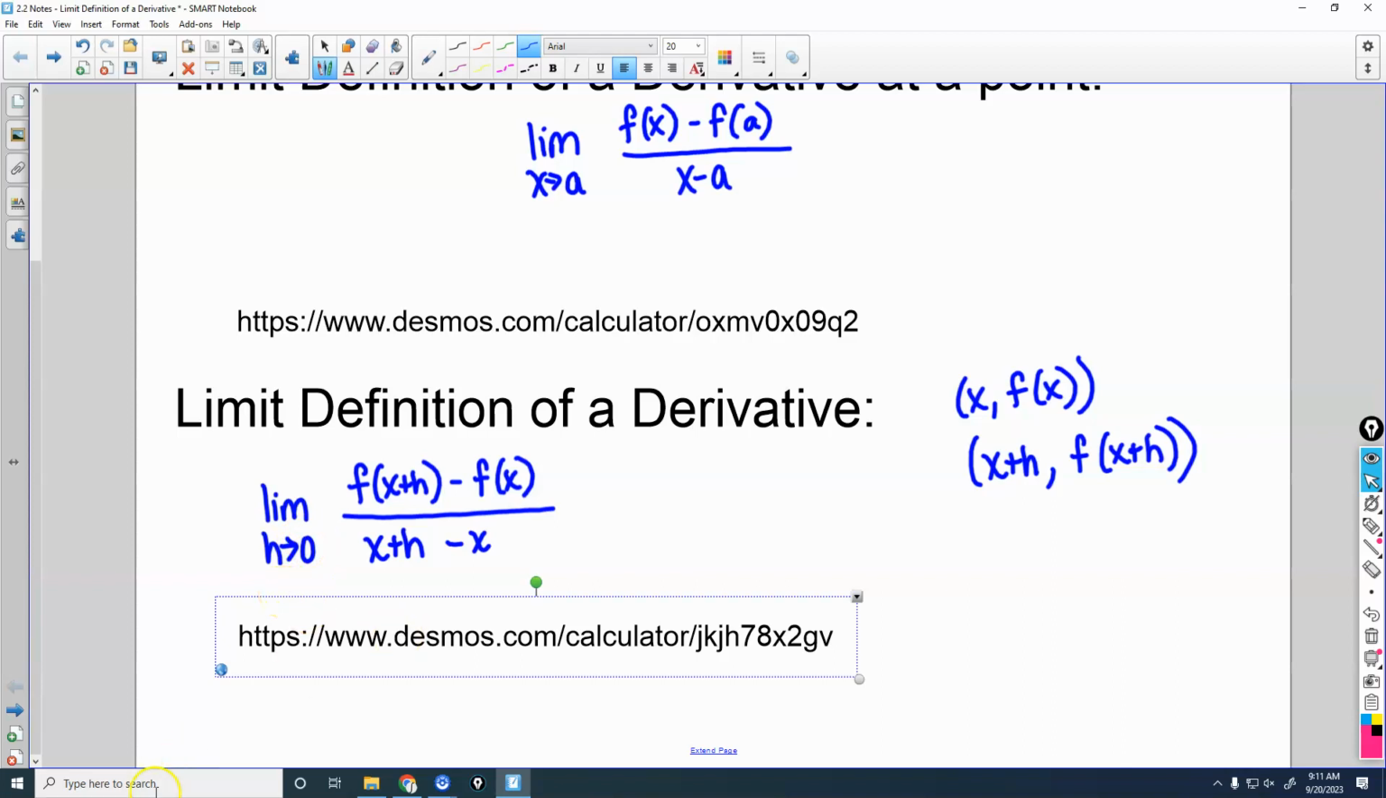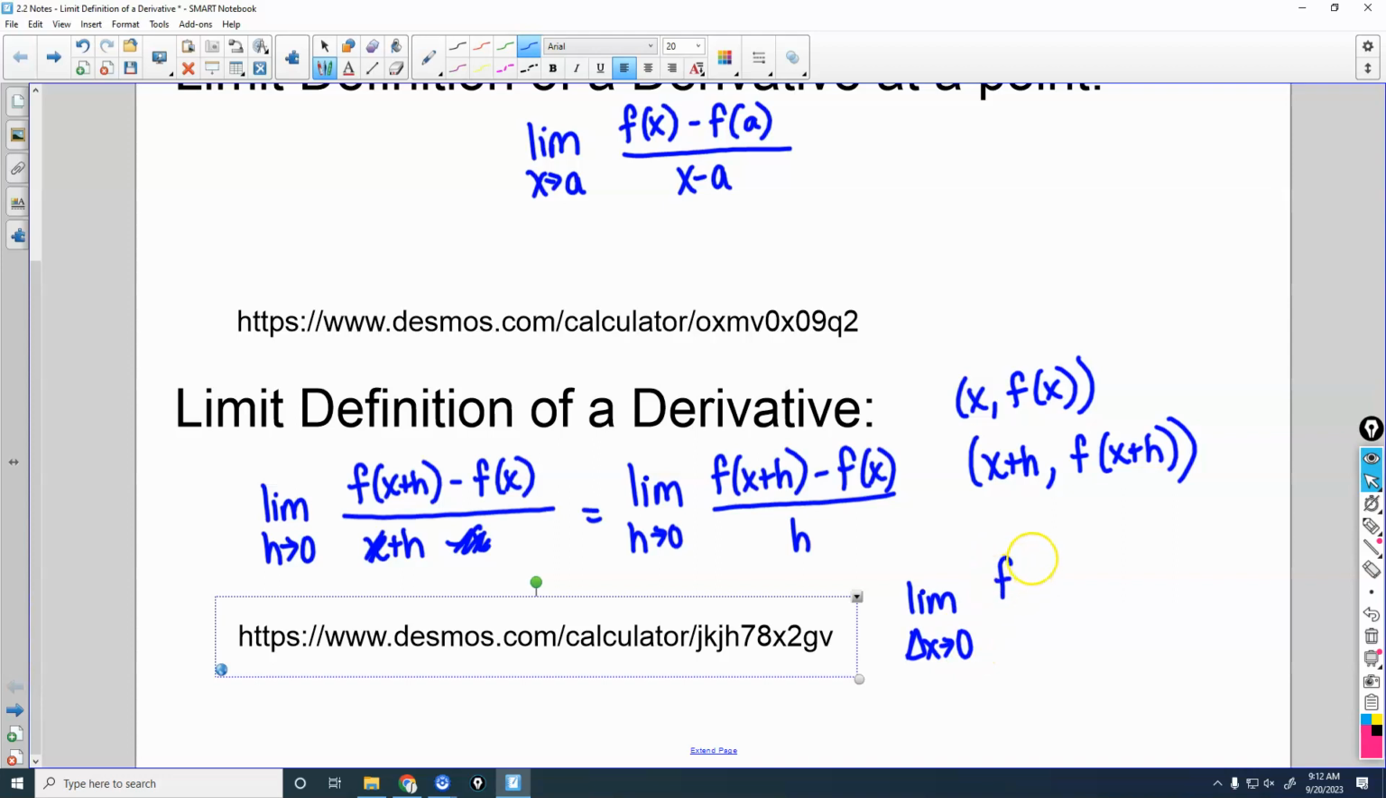Now, look at the denominator. Do I have anything that could simplify there? The x's are going to cancel each other out. So the more concise way to write this is limit as h approaches 0 of f of x plus h minus f of x all over h. Now, our textbook is not going to use an h. Our textbook is going to do this. They're going to use delta x in place of that h.